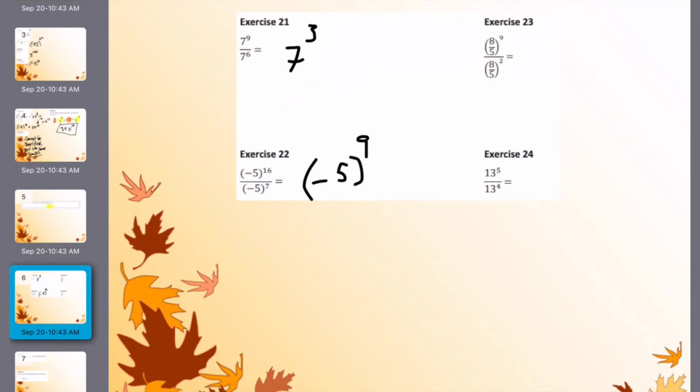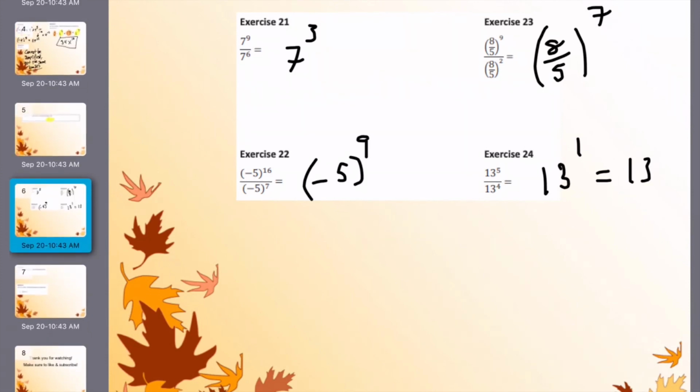Exercise 23 is a little different because I have a fraction as a base, but that doesn't change anything. I keep that fractional base. So I have 8/5. 9 minus 2 is 7. And then for exercise 24, 13 to the fifth divided by 13 to the fourth, well, that's 13 to the first power, which is the same thing as 13.